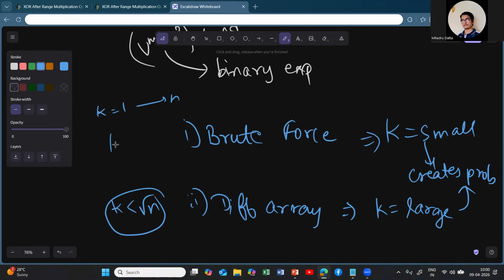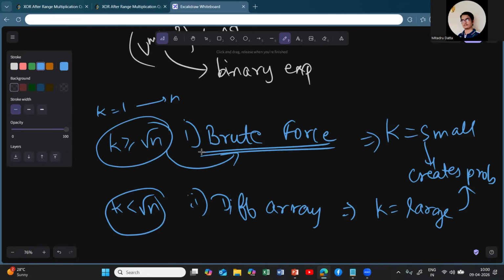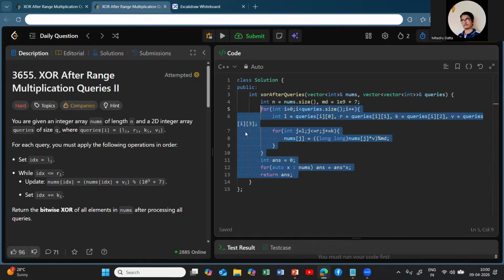And if it is greater than or equal to root n, we will try to follow this brute force approach. Now, why exactly am I selecting root n? This is a little counterintuitive, but if you try to see the time complexity for this root n, you will see that if k was always greater than root n, if this constraint was given to you, then even the brute force solution does not face any error. Why? Let's try to see.